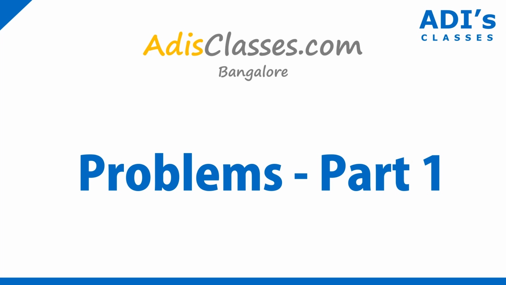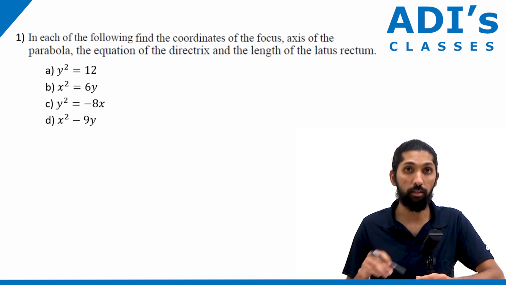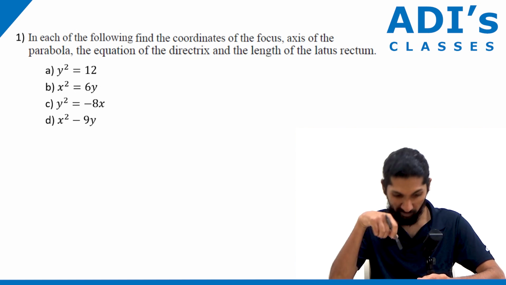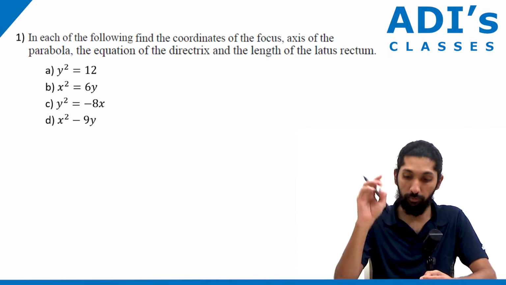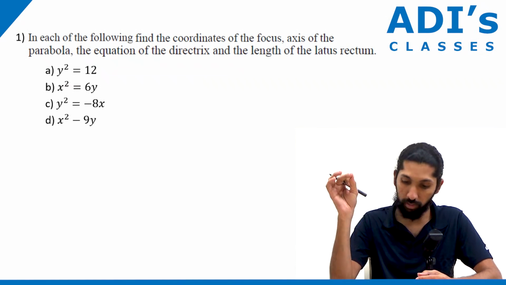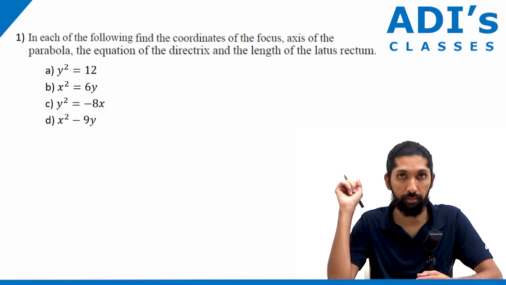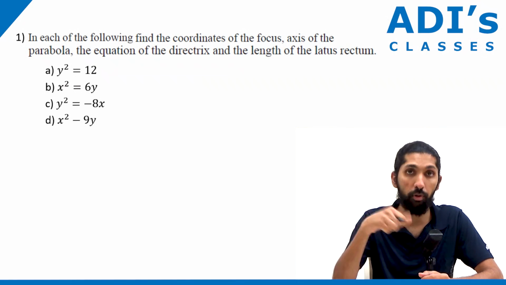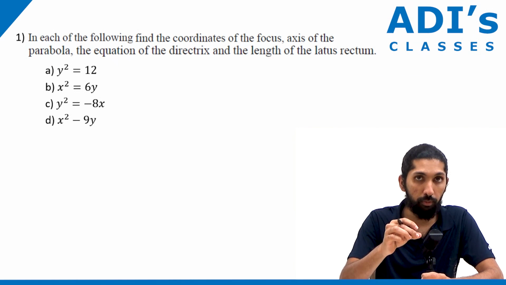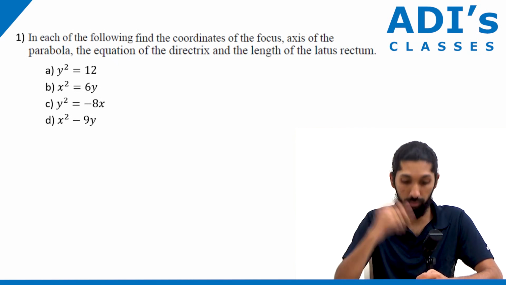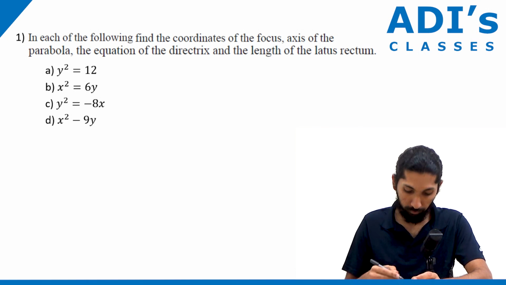Let's solve a few problems on the concept of parabola, whatever we have learned. Okay, let's look at the first one. The first one says, in each of the following, you have to find the focus, axis, equation of the directrix, and the length of the latus rectum. These are the 4 parameters you have to find out with the help of the equation of the parabola, which is given. Okay, let's start with the first one.